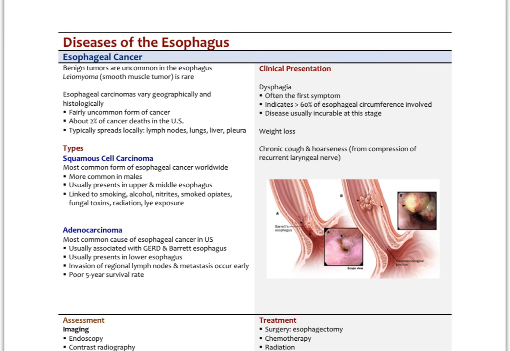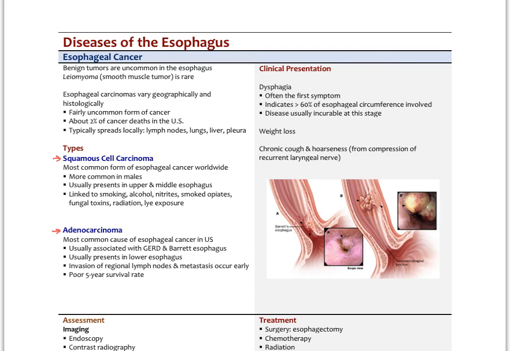Finally, let me just say a few things about esophageal cancer. First of all, benign tumors are uncommon in the esophagus. Unfortunately, there are leiomyomas, which are smooth muscle tumors. They're very rare, but most of the tumors in the esophagus are cancerous. And they vary. There are two main types. Squamous cell, remember the majority of the cells lining the esophagus are squamous cells, and then adenocarcinoma. The squamous cell is going to be more common in males. This is actually the one that's most common worldwide in terms of a type of esophageal cancer.